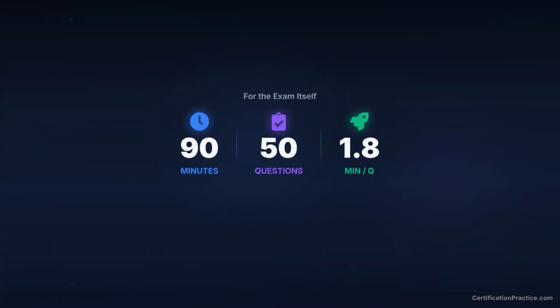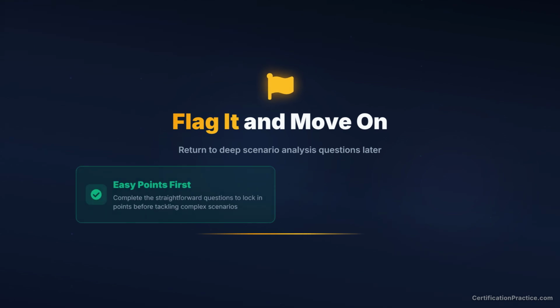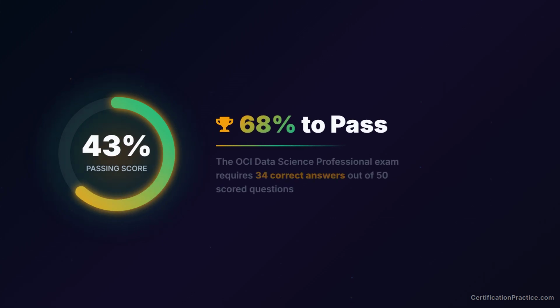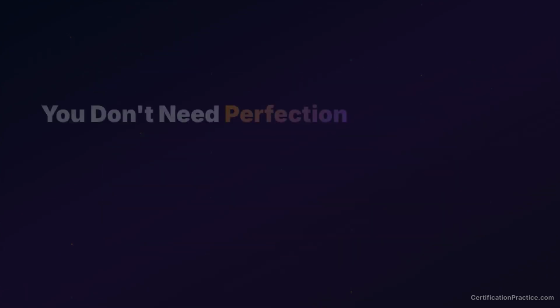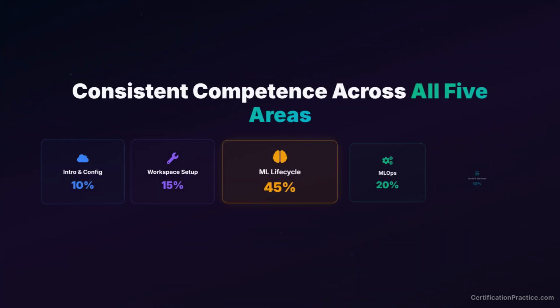For the exam itself, you have 90 minutes for 50 questions. That's comfortable pacing if you stay disciplined. Flag questions that require deep scenario analysis and return to them. Many candidates waste time on one tricky question while easier points wait ahead. The passing score is 68%. You can miss roughly 16 questions and still pass. That margin means you don't need perfection. You need consistent competence across all 5 areas.